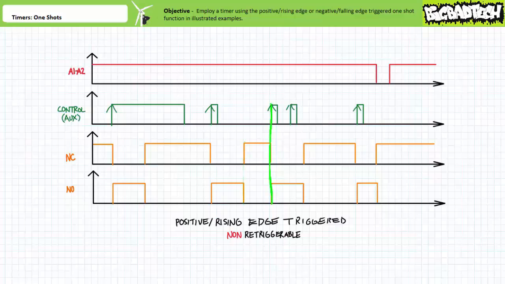Again, given the controlling input experiences a triggering event here, the timer executes the one-shot function for a period t. The associated contacts temporarily assume the opposite activated state for the period t. During the one-shot event, however, the timer receives another positive edge triggering event. Being non-retriggerable, however, the one-shot simply ignores this additional triggering event and keeps executing the original one-shot as if nothing happened.